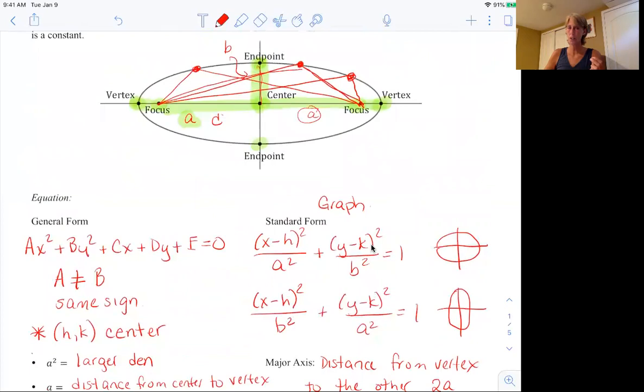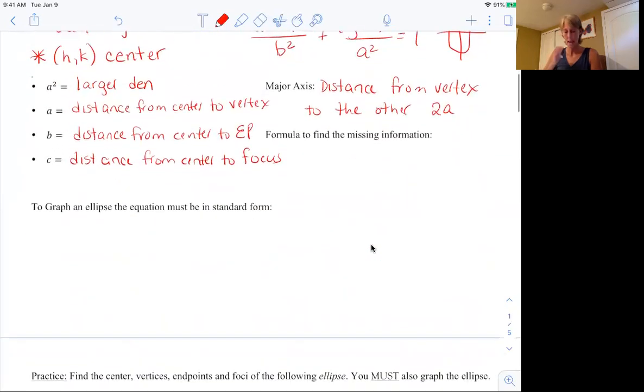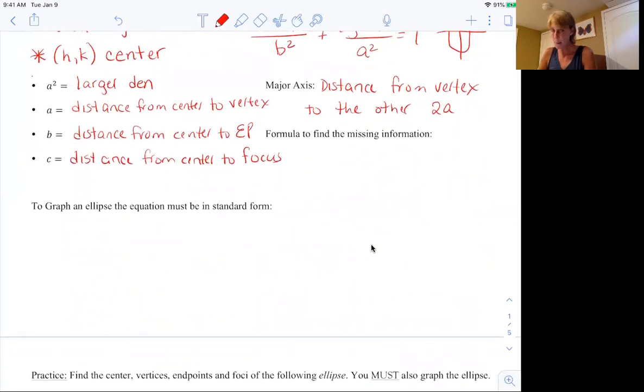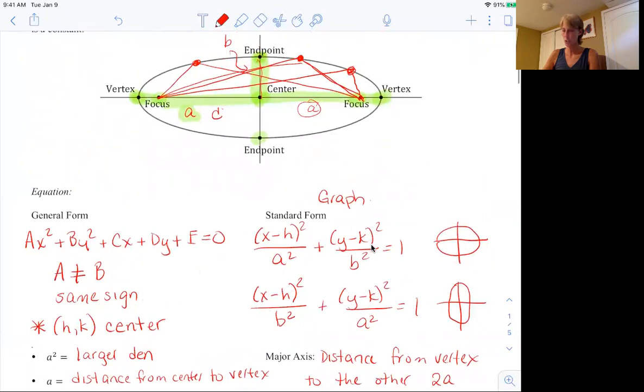We don't put it in our picture, but if we're using words to describe something, we want to think about that. That's the major axis. And then we have a formula to find missing information. I don't know how mathematicians came up with this, but they did. There's a big long proof somewhere. I'm not going to show it to you, just memorize this formula: a squared equals b squared plus c squared. That's the relationship between our a, our b, and our c.